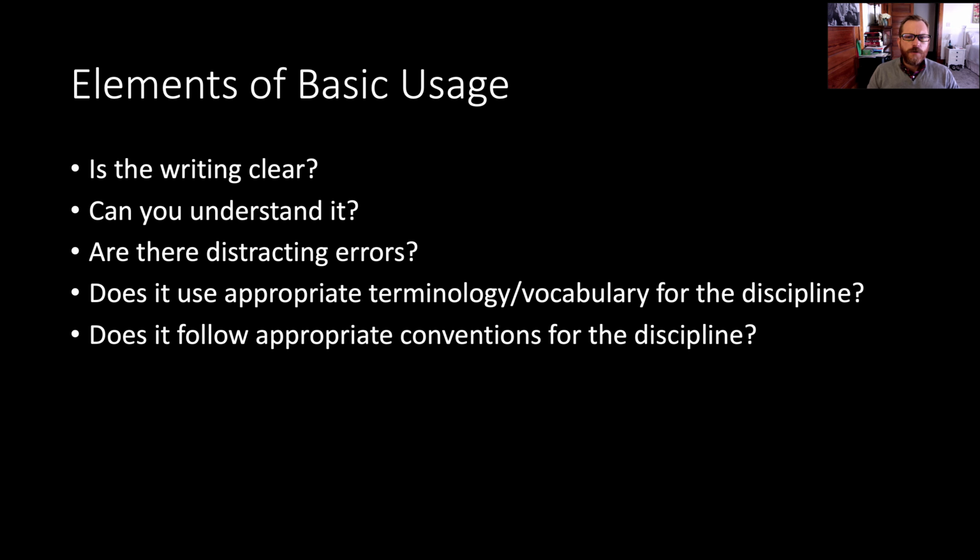And the final element is the elements of basic usage. So is the writing clear? We're not looking at, okay, do you know every rule for how to use a comma? Because we've all learned different in grammar. Grammar rules are always changing, and it might depend on the type of formatting you're following. So is the writing clear? That's the most important thing. Can you understand it? Are there distracting errors, whether it's word choice, spelling errors, weird punctuation, and they're using 5 exclamation points instead of a question mark, things like that? Those things you should feel confident enough to be able to evaluate.